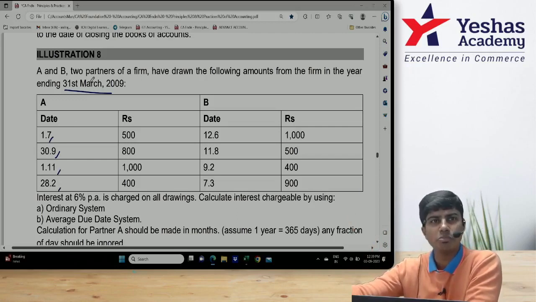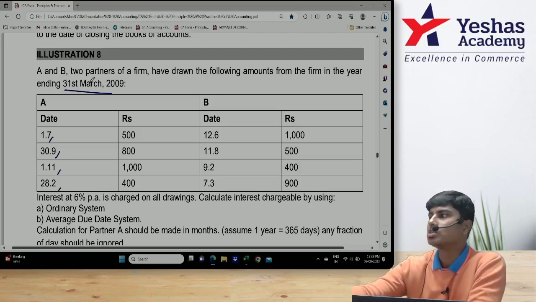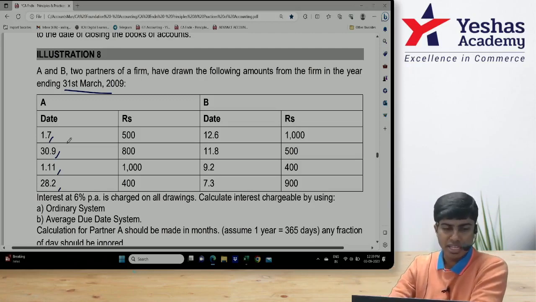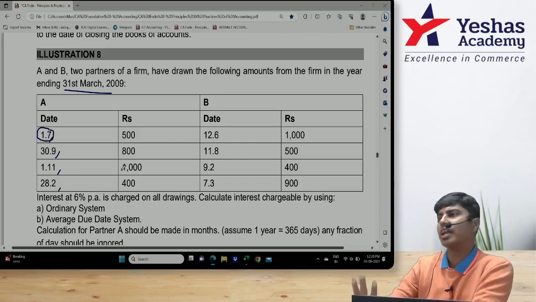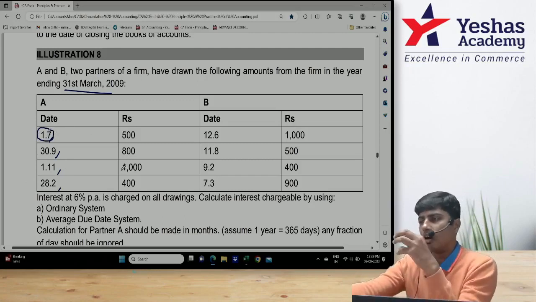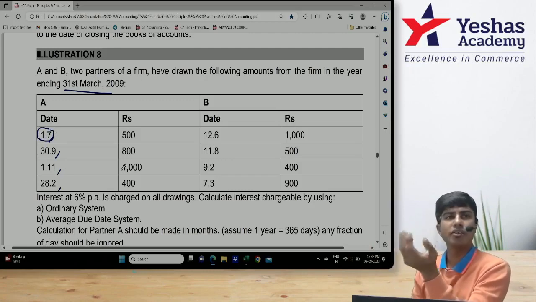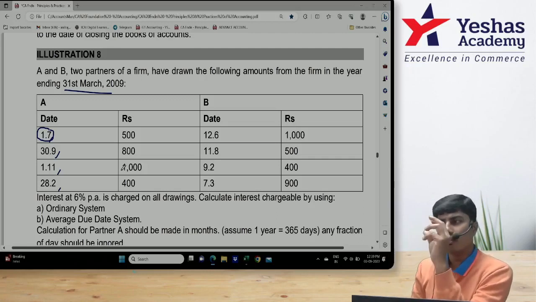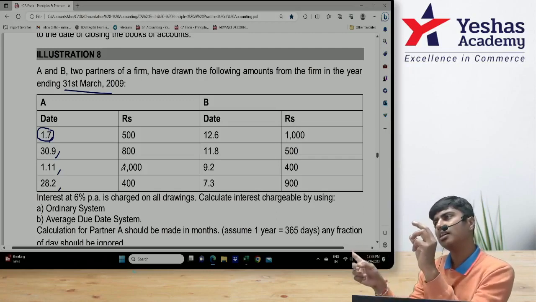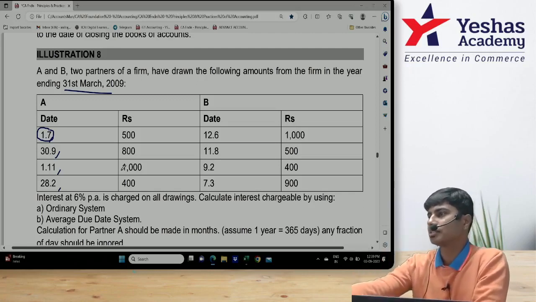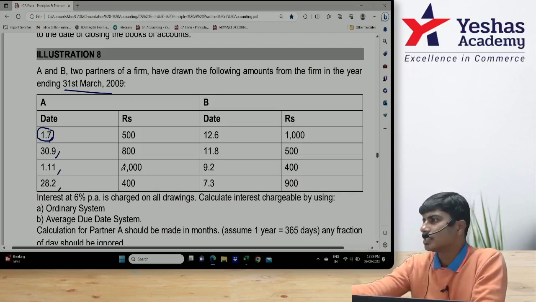Have you done this kind of question in PU? For the same concept, we can use average. For these dates, take the earliest, that is 1st of July, and for these amounts, find the average. We'll arrive at one date. On that date, the partner would have to pay the entire money back to the firm so that he doesn't have to pay interest. Has he paid so much? No. From that average due date till the year end, 31st of March, you find the interest. That will be the answer.